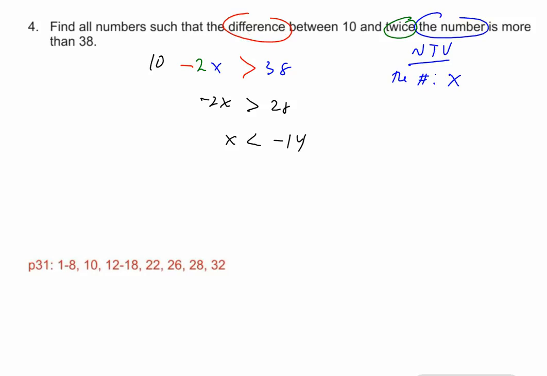All right, so this one's pretty simplistic. Did you get x less than negative 14? You did flip your inequality symbol, right? Because you divided by a negative. So I added negative 10 to both sides. I divided both sides by negative 2. So find all the numbers such that the difference between 10 and twice the number is more than 38. So this is all numbers that are less than negative 14. All numbers less than negative 14 answers the question. So in this case, the solution to the inequality is the answer to the question. Any questions, anybody? All right, great.